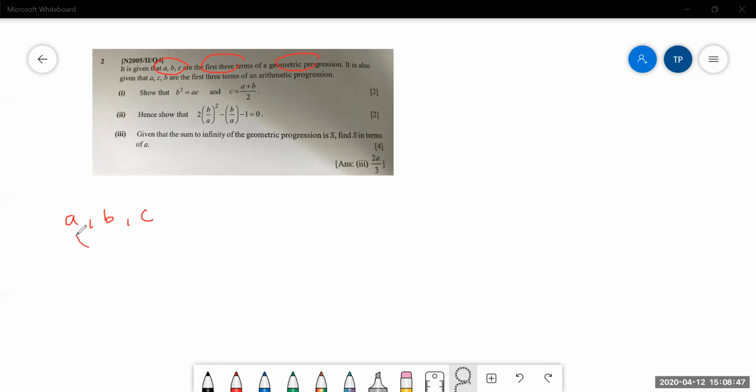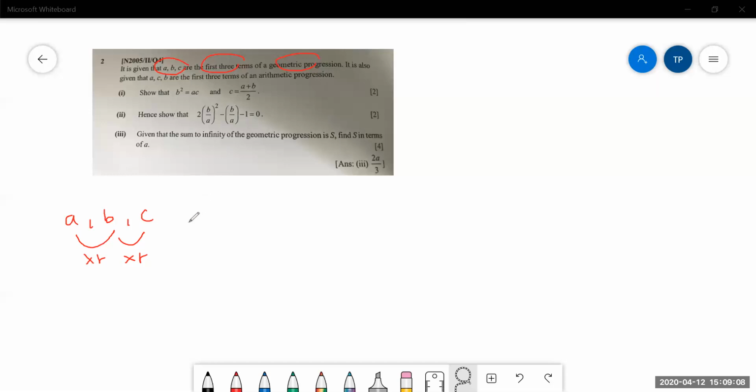So from A to B, we need to times R. From B to C, we need to times R. That's what it means. Common ratio.